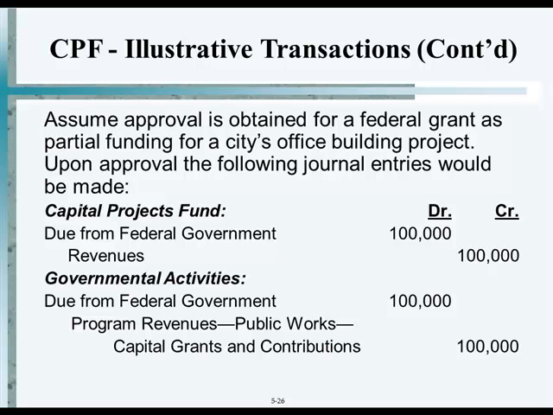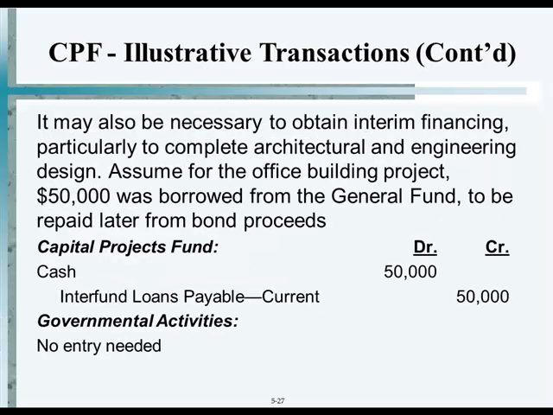So here's an example. There's a federal grant that's received. These guys were lucky. They got $100,000 to put this project together, due from the federal government. They show a revenue of $100,000. And again, the same entry on the governmental activities. Nothing too complicated. There's some interim work that's being done. There's $50,000 that's borrowed. Since it's borrowed, it shows up as loans payable.